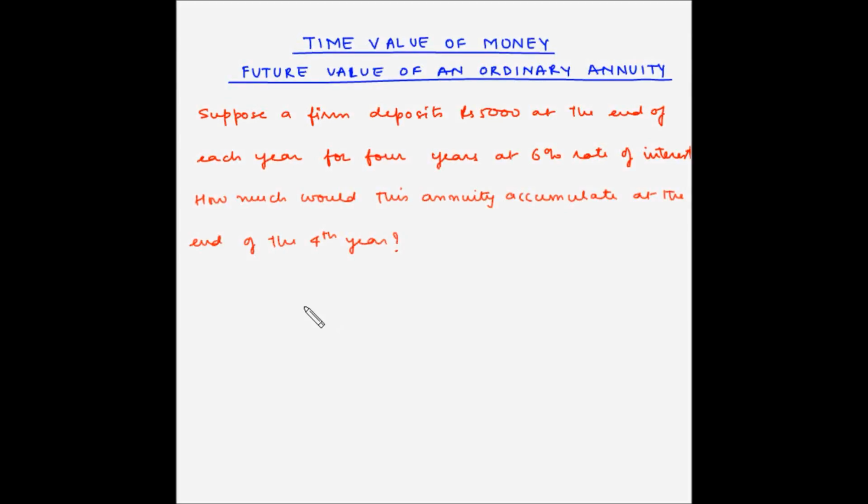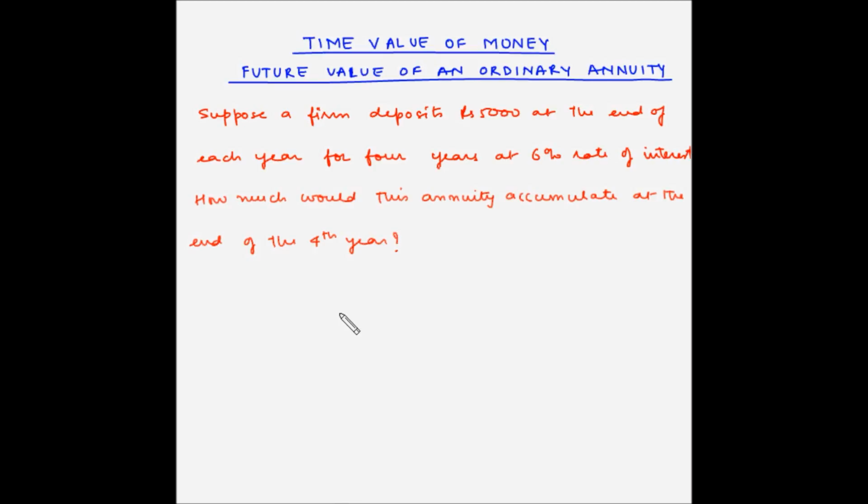Let us look at another example of time value of money, where we will look at different methods of finding out the future value of an ordinary annuity. Let's recall what is an ordinary annuity. An annuity is a series of equal payments made at fixed intervals for a specified number of periods. Now, if these payments occur at the end of each year, the annuity is called an ordinary annuity.